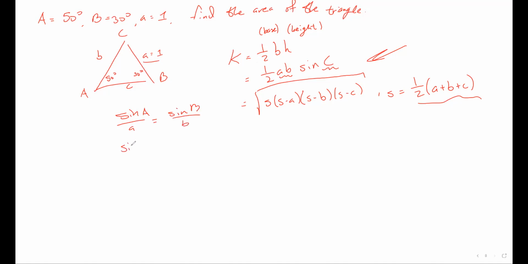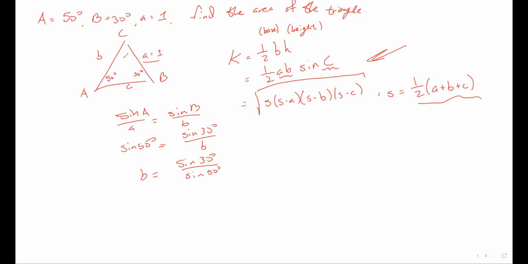So sine of 50 degrees over 1. Since that's just 1, actually, I'll just erase it. And then we have sine of B, 30 degrees over little b. So that ends up giving us b equal to sine of 30 degrees over sine of 50 degrees. There we are. That wasn't too bad. We're able to figure out the other side length. And now we need C.